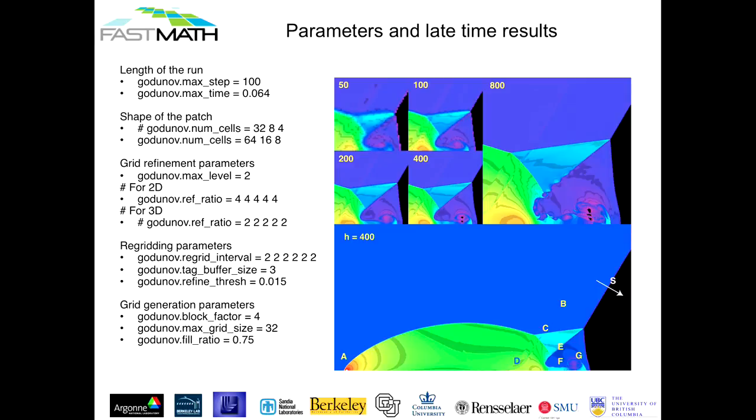You're running in 2D, so you're going to run a max level 2, which is a 3-level calculation. The ref ratio between each level is a factor of 4, so each level of the AMR hierarchy is 4 times finer in every direction than the level below it. And it's going to be regridding. The regrid intervals here are 2, 2, and 2. You can put as many 2s as you want. It'll just grab the ones you need.